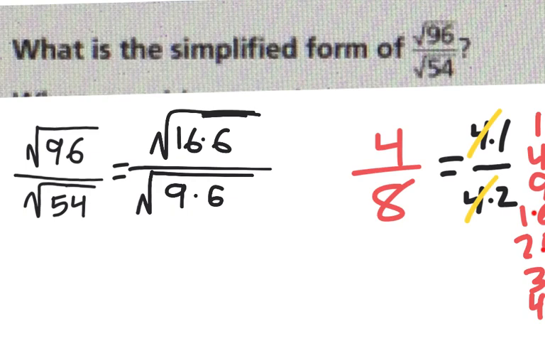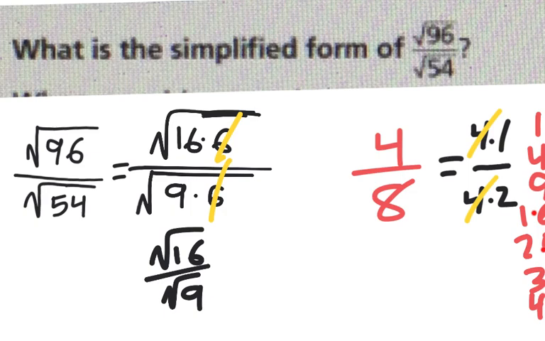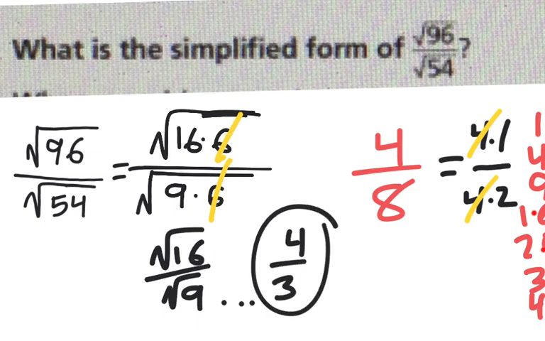So the reason I bring that up is look here on top and bottom of my fraction. They both share a times 6, right? So I can cancel the 6's out, which leaves this as the square root of 16 over the square root of 9. Well, what is the square root of 16? 4. The square root of 9? 3. So it's 4/3.